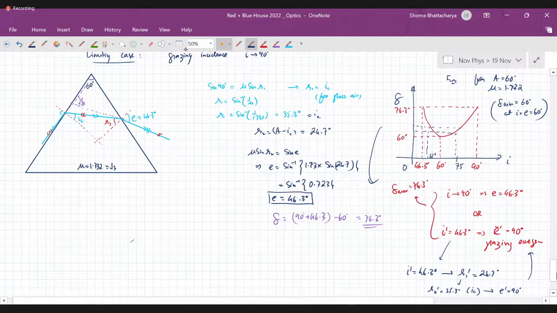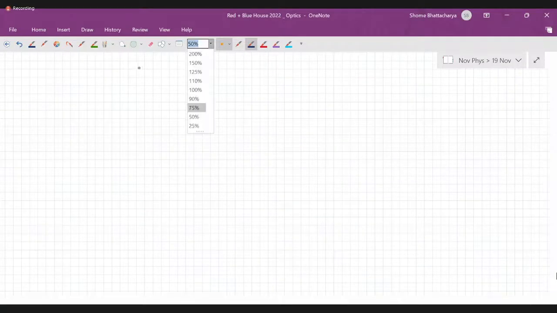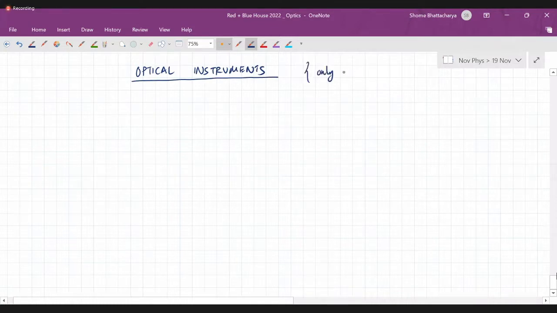Now from this, we move on to the final part of geometrical optics, which is optical instruments. Now this is a part which is limited only for JEE Mains. It is not there in JEE Advanced. It will be included in boards. Boards will have it too, right? Boards and NEET also. Okay.